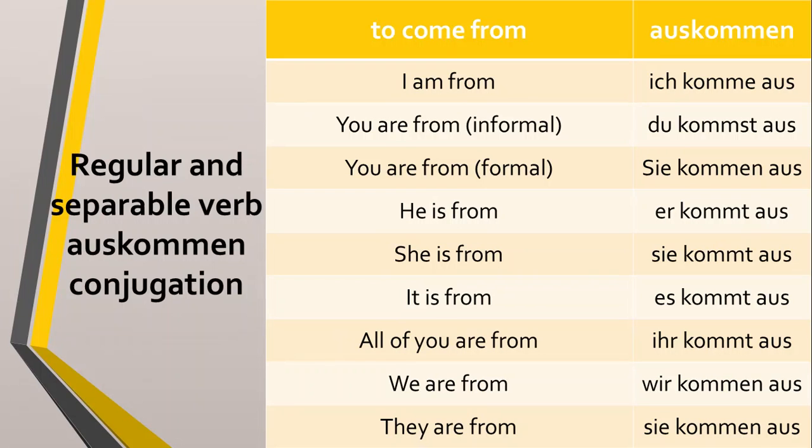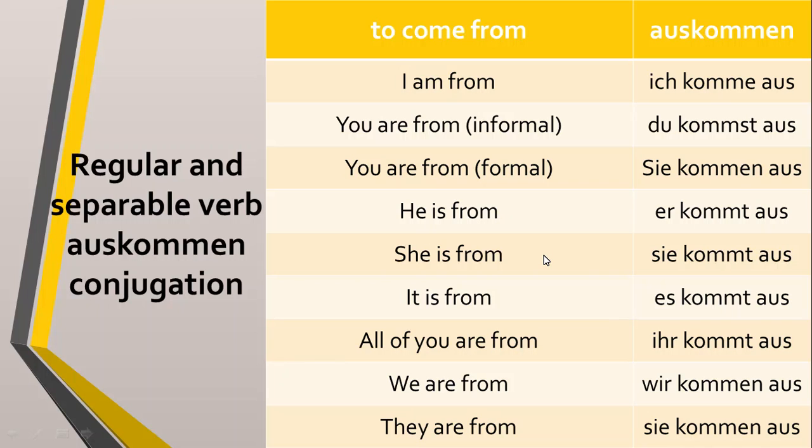So going further, in order to discuss your origin or your place of origin with anyone, so where you're from, you will have to use a verb in German which we call as auskommen. Now, auskommen, as you can see from this table here, is not only a regular verb because of the way it has been conjugated, but it is also a separable verb.